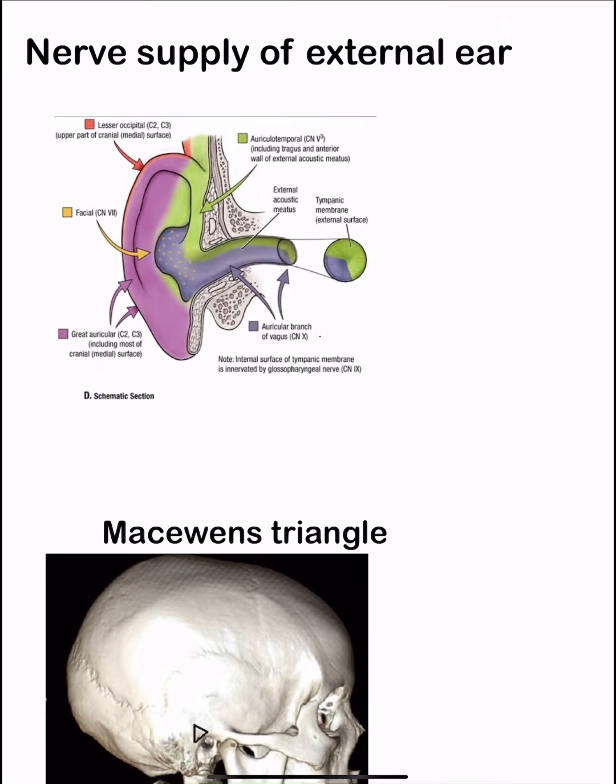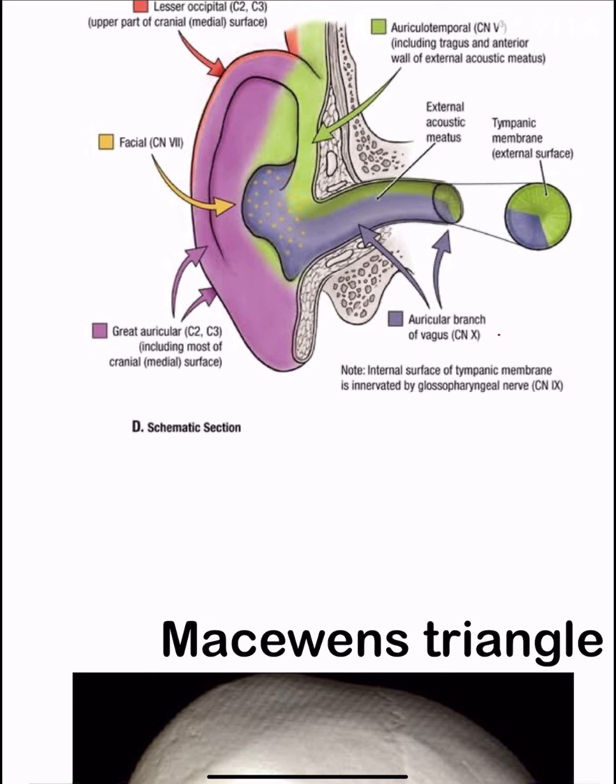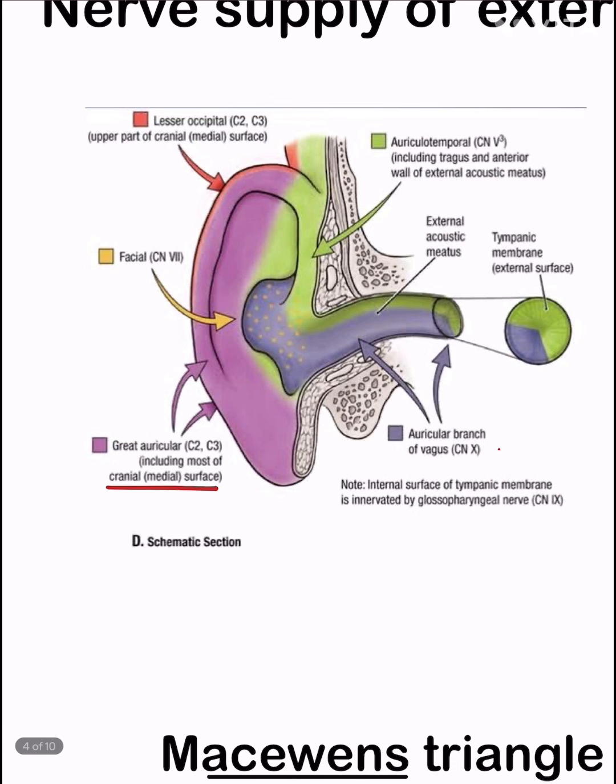Next we are going to see about the nerve supply of the external ear. The majority of the nerve supply of the external ear comes via greater auricular nerve, which supplies majority of the pinna and external auditory canal. Some portion of the upper part on the medial surface of the ear is supplied by lesser occipital nerve.